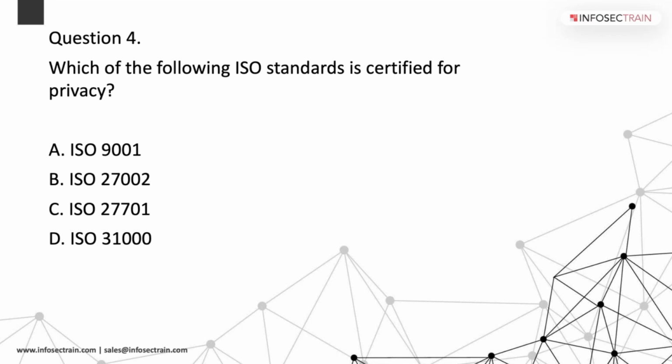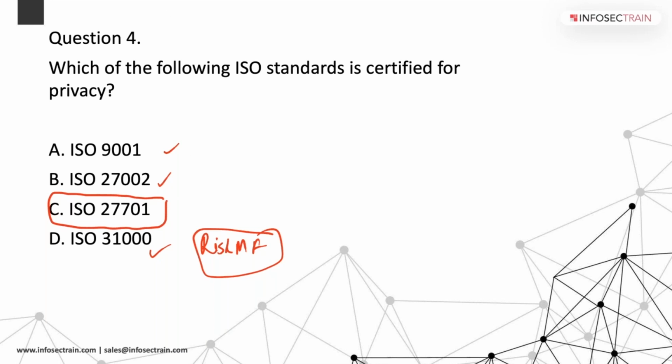Now, when we talk about ISO 27002, if you are familiar with it, it is information security controls, information security control related. Then there is 31000, which is a risk management framework.